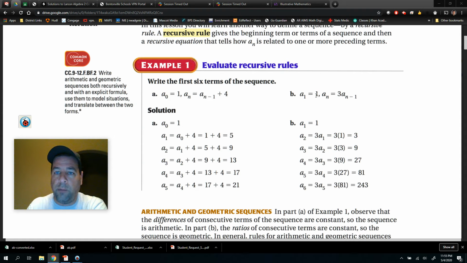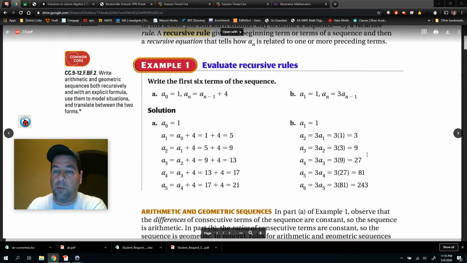A sub 1, the first term, is 1. So here's the first term. Plug in 1, 1 times 3 is 3. Plug in 3 to get 9. Plug in 9 to get 27. So you're just taking the previous term and multiplying it by 3.